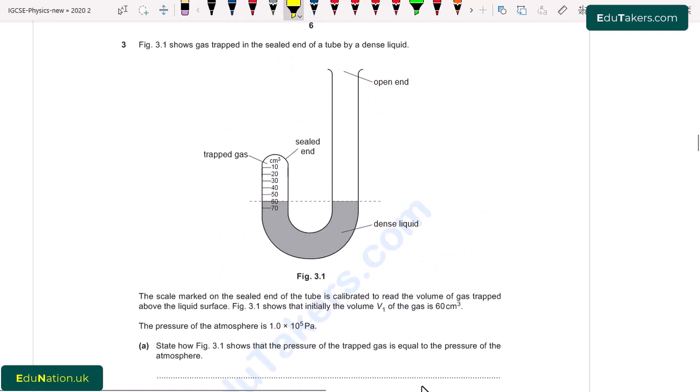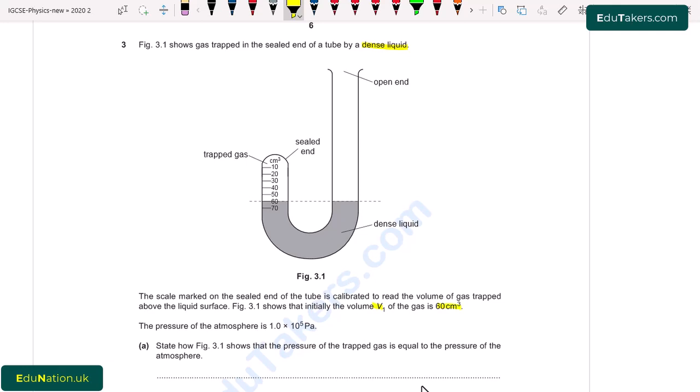Question number 3. Figure 3.1 shows gas trapped in the sealed end of a tube by a dense liquid. So you can see here is figure 3.1 and it consists of a tube and inside this tube there is a dense liquid. The scale marked on the sealed end of the tube is calibrated to read the volume of gas trapped above the liquid surface. Figure 3.1 shows that initially the volume V1 of the gas is 60 cubic centimeter.